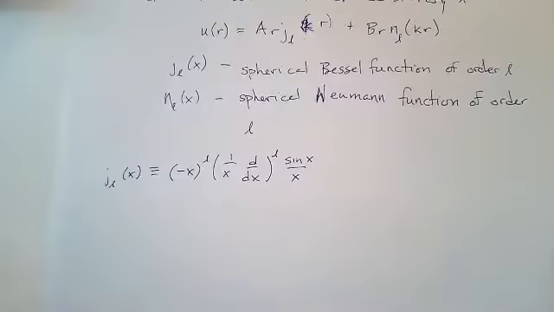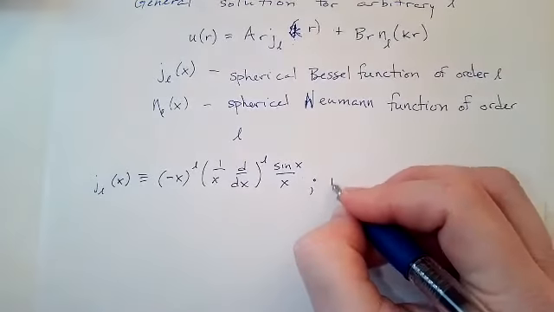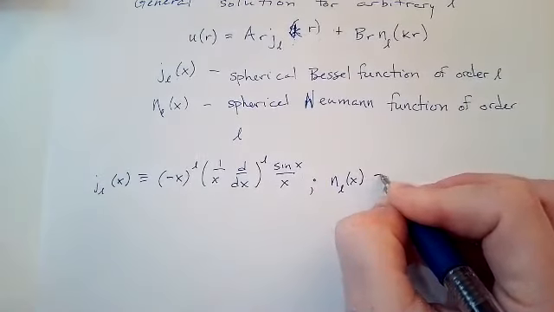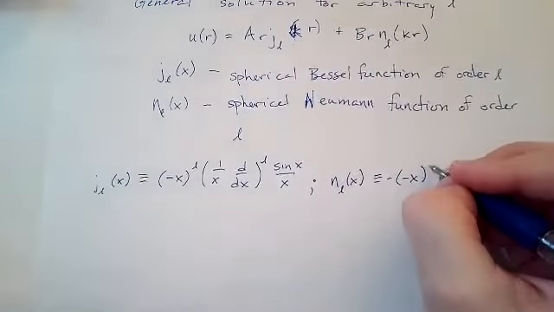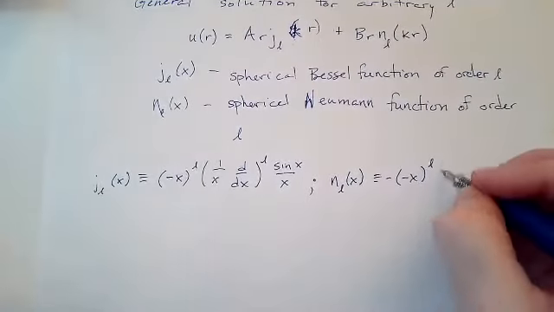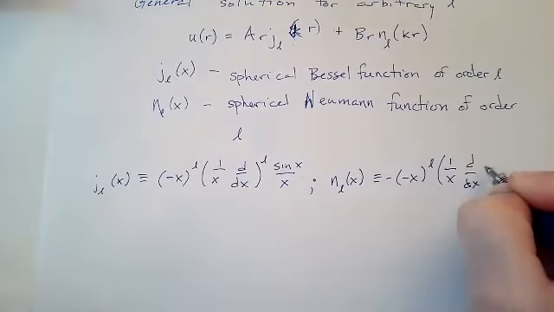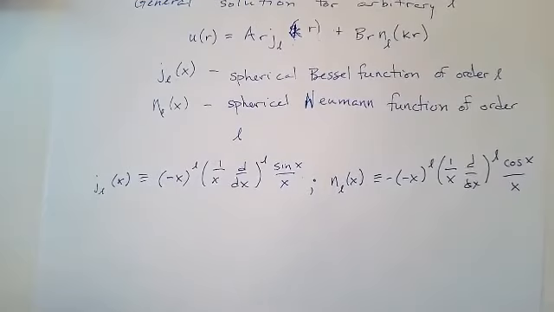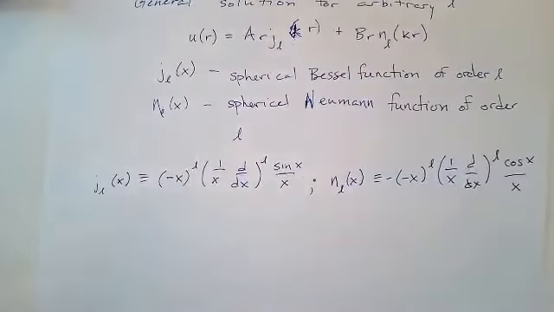Okay, and then our spherical Neumann function, that is n with the subscript l, x, is defined as negative x, that quantity to the l power, times 1 over x d dx to the l power, acting on cosine of x over x, right? And remembering that x, our argument, is this kr.